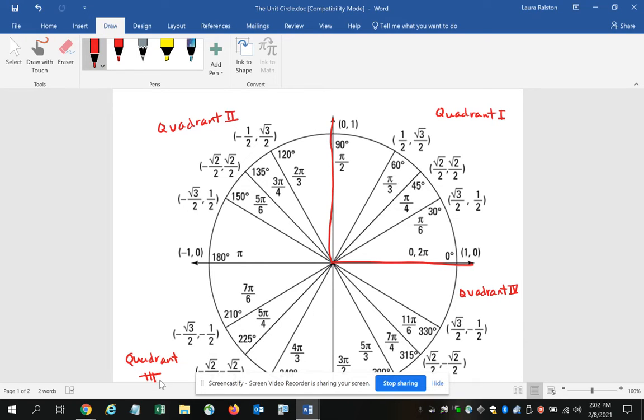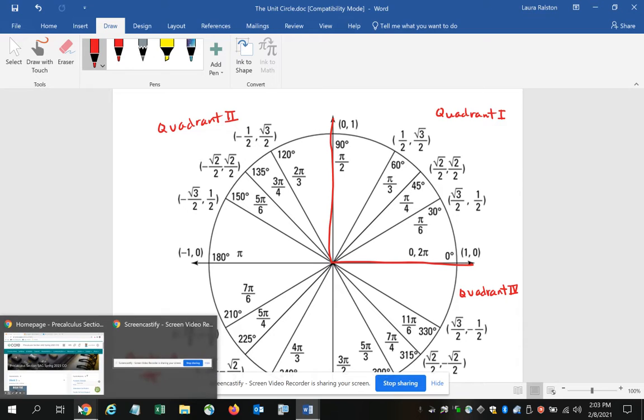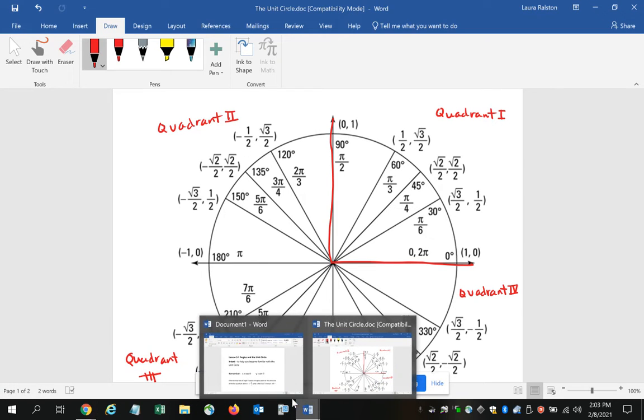Now, there are other videos in GoView that show you how we come up with these ordered pairs for 30 degrees, 45 degrees, and 60 degrees, or pi sixths, pi fourths, and pi thirds, respectively. So you can take a look at those if you're interested in knowing that.